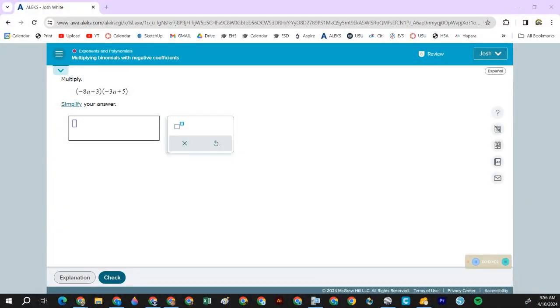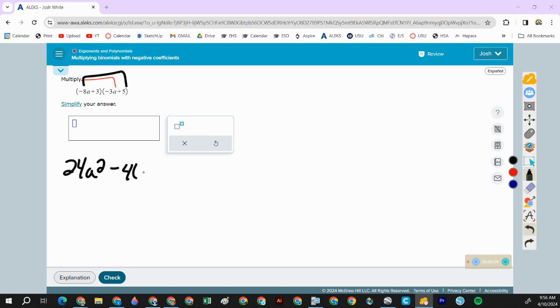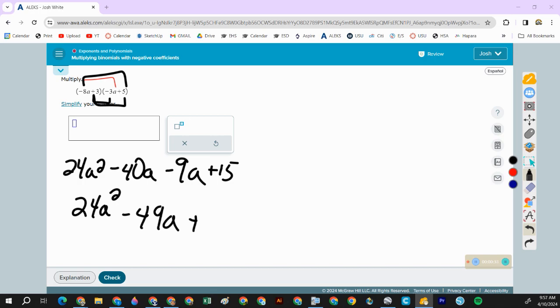I have lumped 11.2 and 11.3 together. Hopefully a lot of this is just review. Here we're going to multiply. That would be 24a squared, negative 40a, minus 9a and plus 15. So 24a squared minus 49a plus 15.